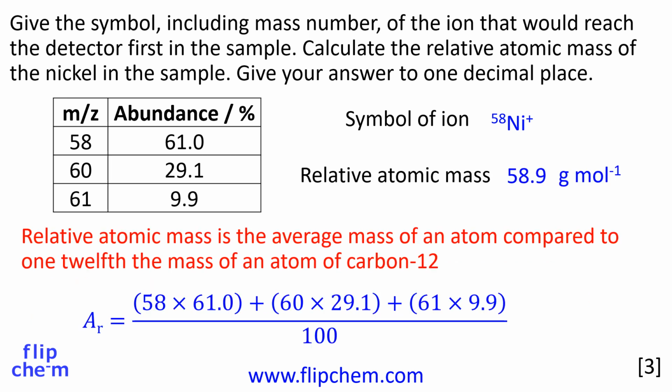Relative atomic mass is the average mass of an atom compared to 1/12 the mass of an atom of carbon-12. Multiplying the percentage of each isotope by its mass gives the mass of 100 atoms. Dividing by 100 gives the average mass of 1 atom. Take care with decimal places. It is essential that you give your final answer to 1 decimal place to get full marks.